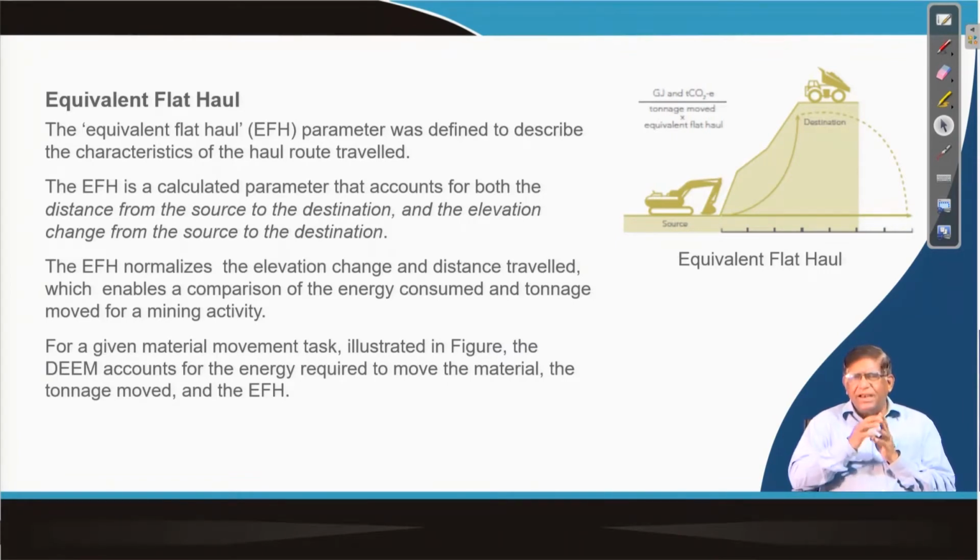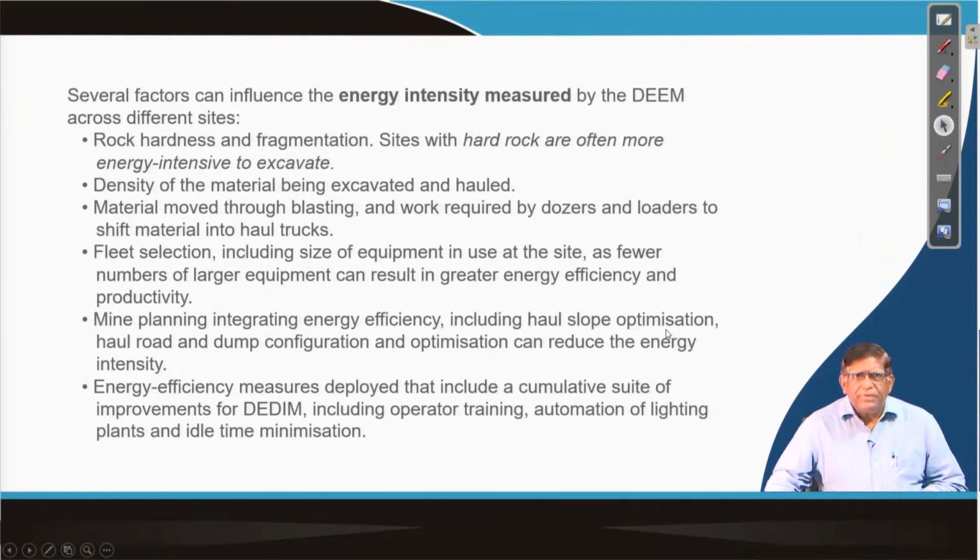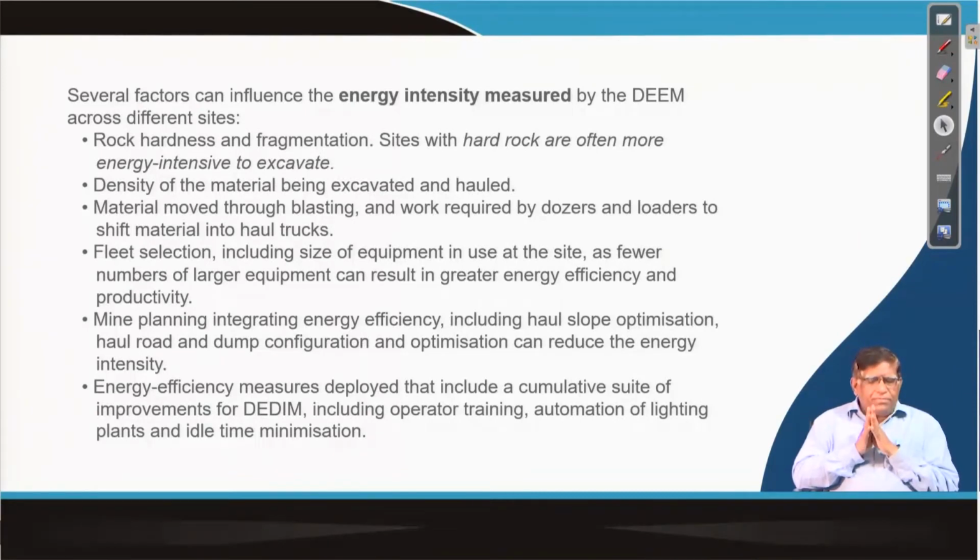Once this is done, it becomes easy to calculate it as an indicator for any deviations from the expected norm. There are a number of other factors that influence the energy intensity measured. When you have done it for a particular situation, you have converted it to equivalent flat haul, and for that, how much energy has been consumed will depend on the situation.